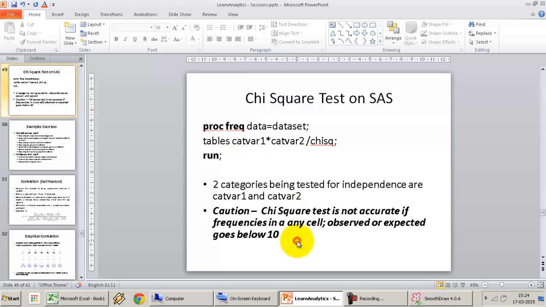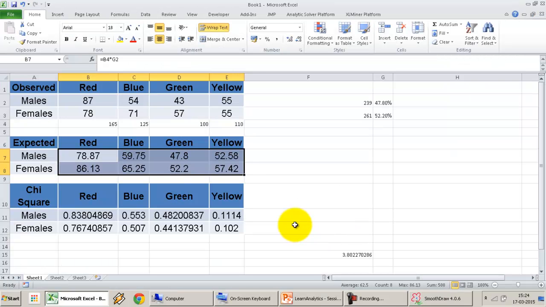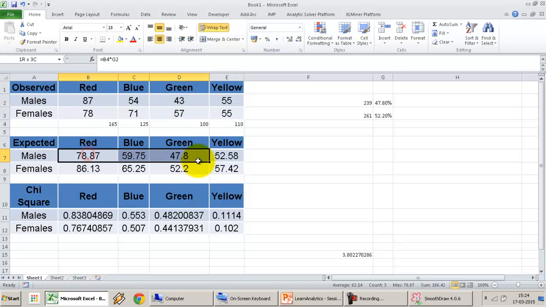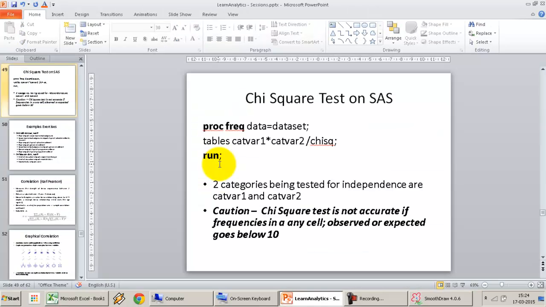The other caution that we need to use is that the chi-square test is not accurate if the frequency in any cell, observed or expected, goes below 10. So if I look at this, we've got a healthy chi-square distribution over here. We don't see any particular cell, either in observed or expected, which is going less than 10. So it's fine. But when you start building up big crosstabs, there will be cells which have values less than 10 or less than 5, and that's not appropriate. So the power of the chi-square test starts to taper off there. So these were the two cautions that we need to make sure of.